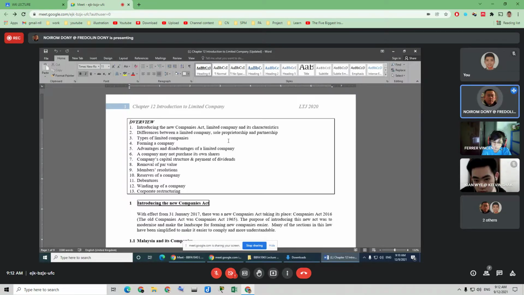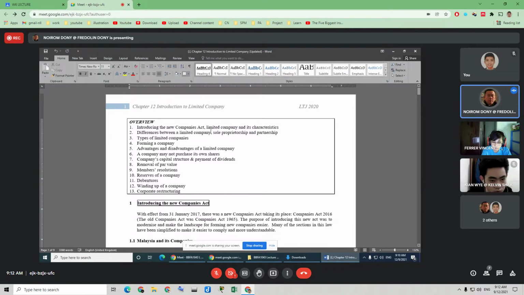So what are we going to do in a limited company? More or less the same, but there are a few things that we have in a limited company that we don't have in a sole trader. Before we go further, we need to know the features of a company. So these are the things that we need to cover.